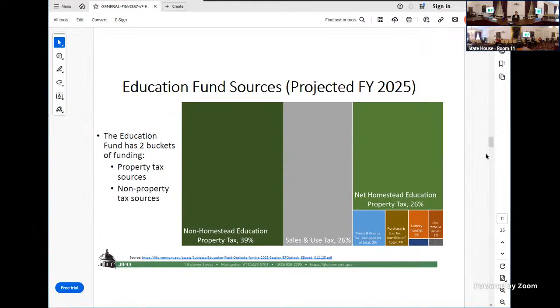But we also have all of sales and use tax dedicated to the education fund, a portion of meals and rooms tax, a portion of purchase and use tax, the entire lottery transfer. Last year, there was a one-time general fund transfer into the education fund of $25 million and a number of other revenue sources coming into the ed fund.